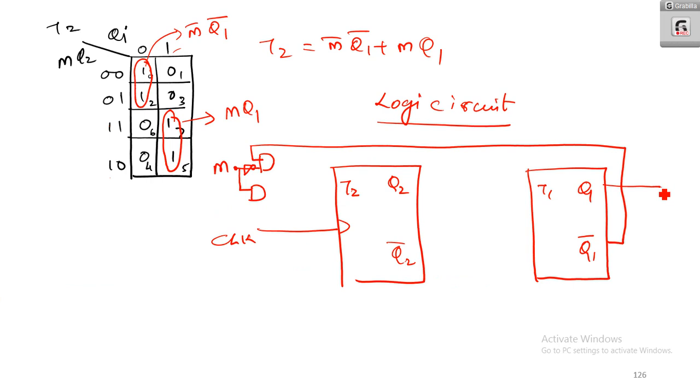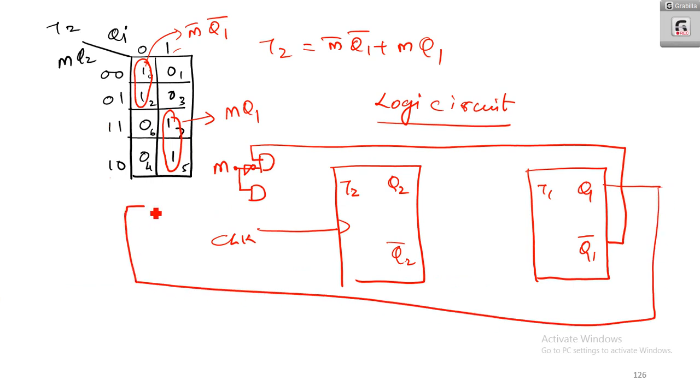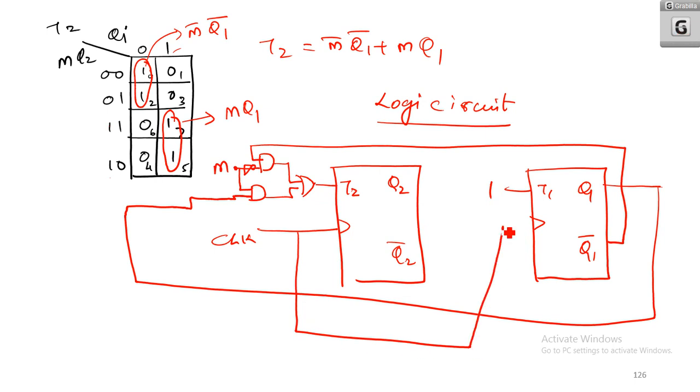Q1 we can take here. Now both need to be ORed. These two are ORed, and that gives T2. Now what is T1? T1 is 1, and clock is common to both. Clock is common to both.